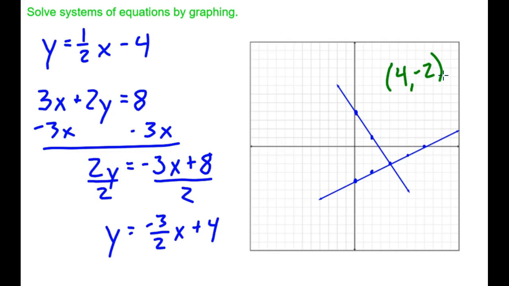It's where these two equations have the same coordinate. We could check by plugging 4 in for x and seeing if we get a value of -2 for y. When we do that, if we plug it back in, it is a solution to both equations.